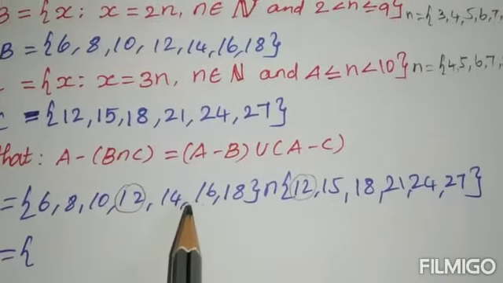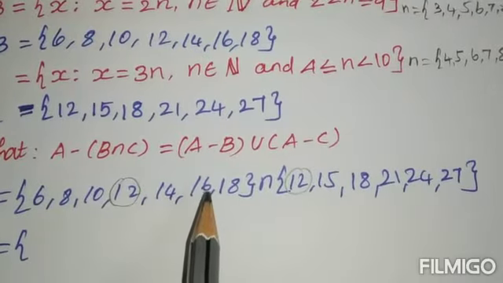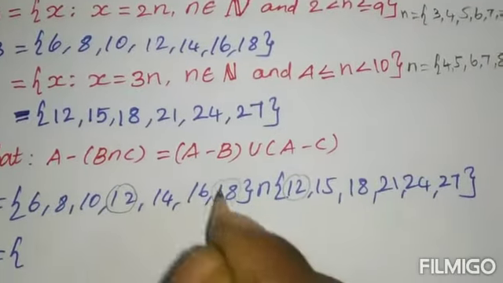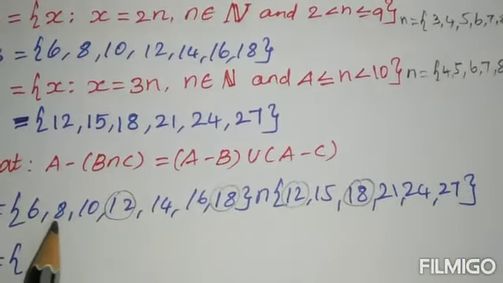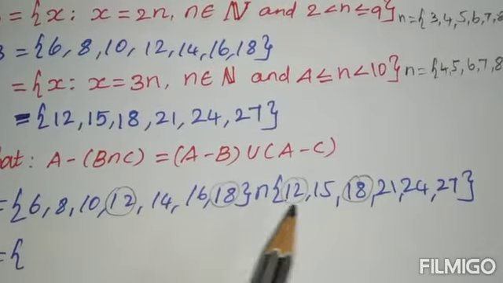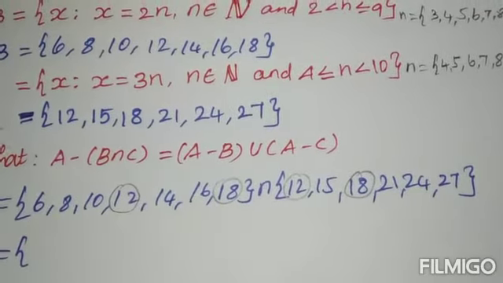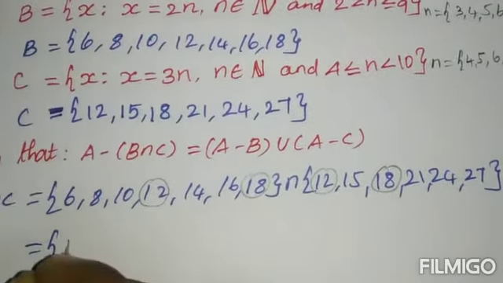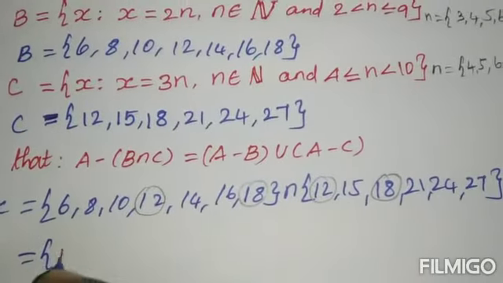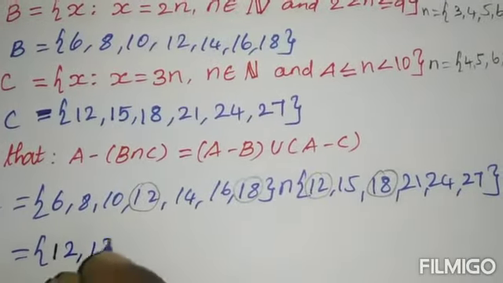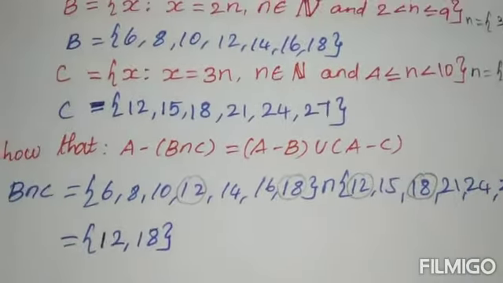Next 14 இல்ல, 16 இல்ல, 18 இருக்கு. So next 18 is the common. வேற ஏதாவது common இருக்கான்னு பார்த்தீங்கன்னா வேற ஏதாவது common இல்ல. So these are only the common. So 12, 18 is the common elements in the B and C.